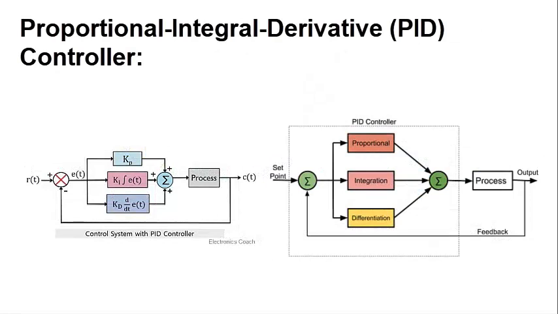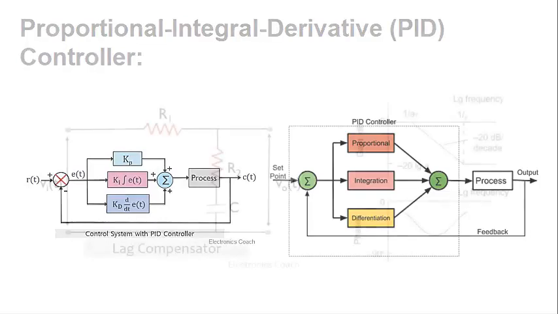Proportional integral derivative (PID) controller. A PID controller combines proportional, integral, and derivative actions. It is a versatile and widely used controller that can provide good control in a wide range of systems. Proper tuning of PID parameters is essential for effective control.